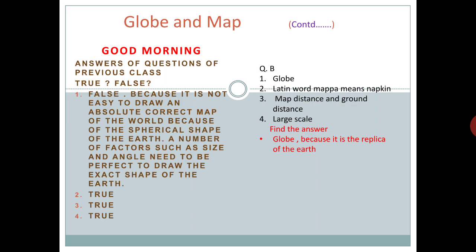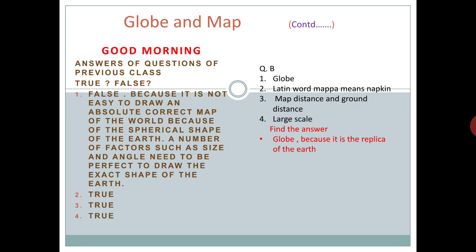The next question was fill in the blanks. We cannot see the entire globe or entire world or earth. The second one: the origin of the word map is from a Latin word. Latin word mappa means napkin. The third question: scale is the ratio between map distance and ground distance.